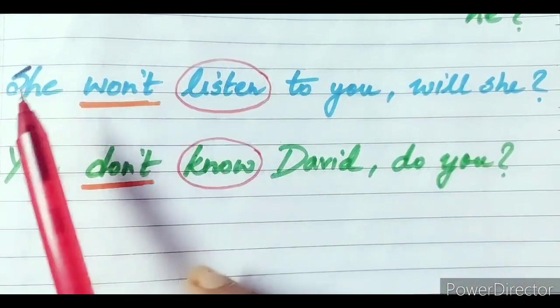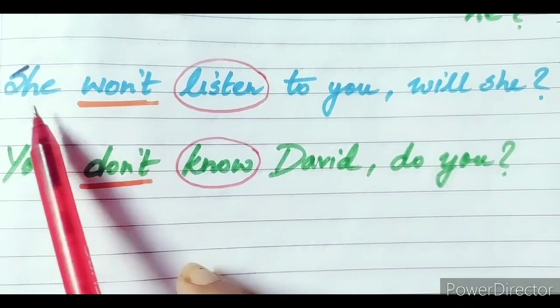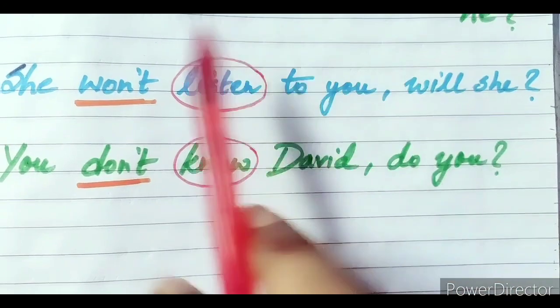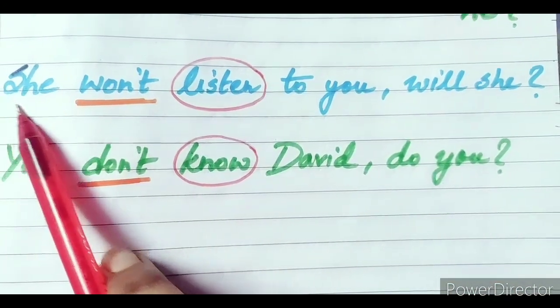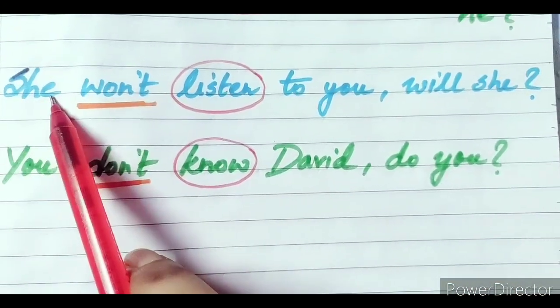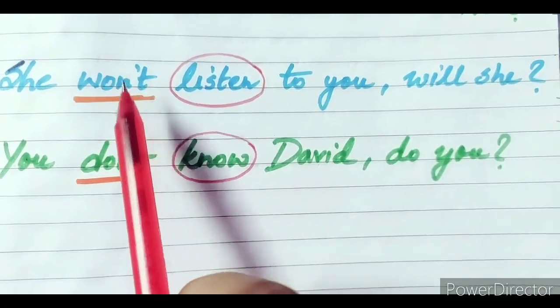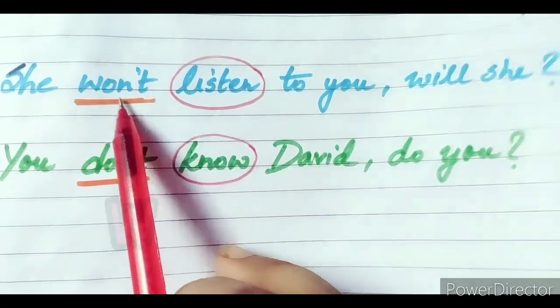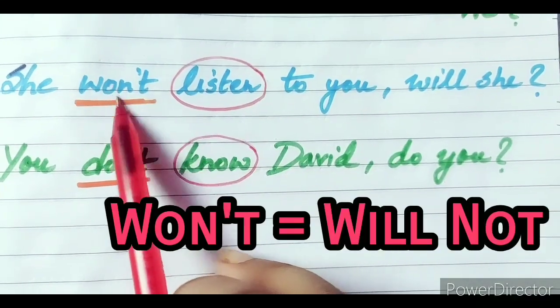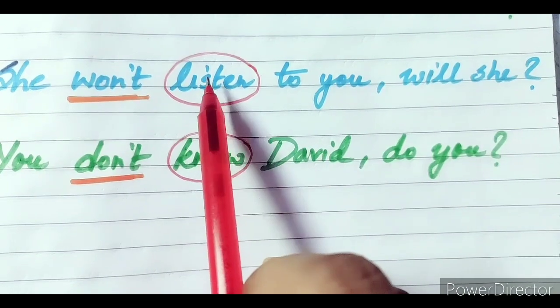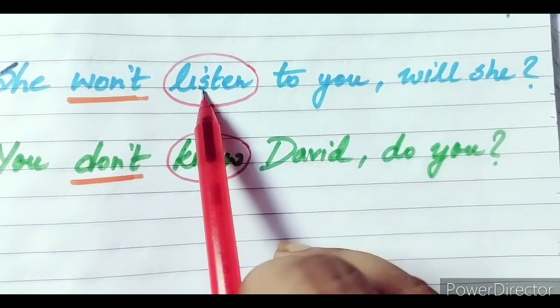Now if you look into the first sentence, she won't listen to you, will she? Now we have the subject as she, right? That is third person singular, and then we have the auxiliary verb won't. Won't is the short form of will not. And then it is followed by the main verb listen.